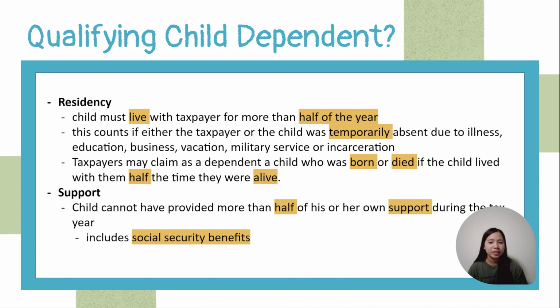The last test is the support test, meaning that the child dependent cannot have provided more than half of his or her own support during the tax year. Sometimes taxpayers will have kids that have jobs. I'm in high school, so a lot of my friends will have jobs, but the income they make from those jobs isn't going to their direct support. Direct support is basically housing costs, food costs, cost of living, that sort of thing. It'll usually go into a college fund. That does not count as his or her own support for the tax year. And this includes Social Security benefits.